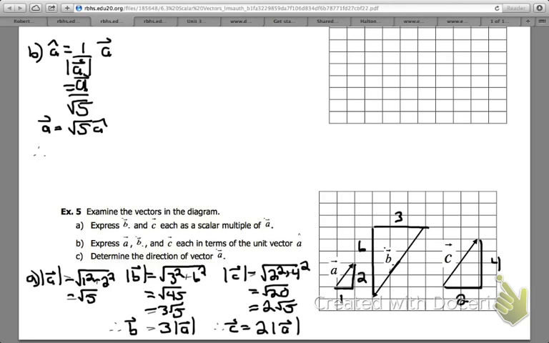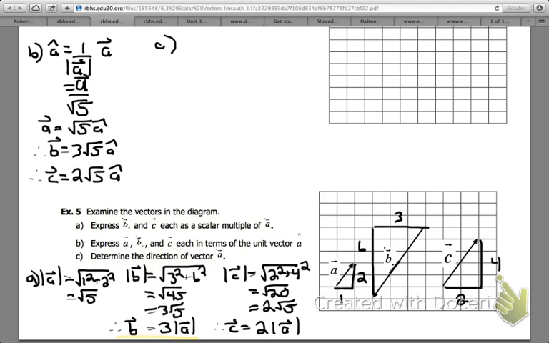So therefore, since we know below here, in part A, we found that b is equal to 3 times our vector a, we know that vector b will be equal to 3 root 5 times our unit vector a caret. And we know that our vector c will be equal to 2 root 5 times our a caret. So that's part B. And now in part C, it says determine the direction of vector A.